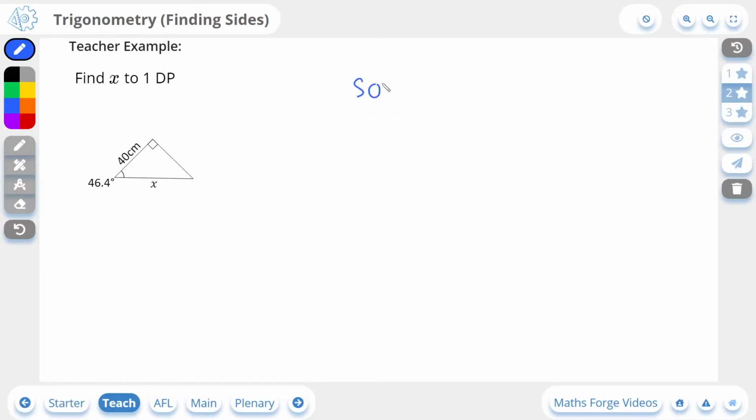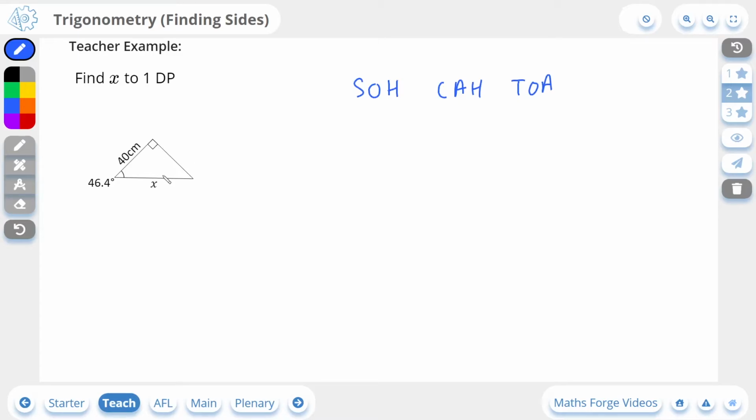We first begin by writing SOH CAH TOA. Our next step is to label the right angle triangle. So the side opposite the angle that we're dealing with, this 46.4, which is this side here, is known as the opposite side. I'm not even going to label it because we're not being asked to find it and they haven't given us any value for it. It's an empty side, so I'm not going to label it.